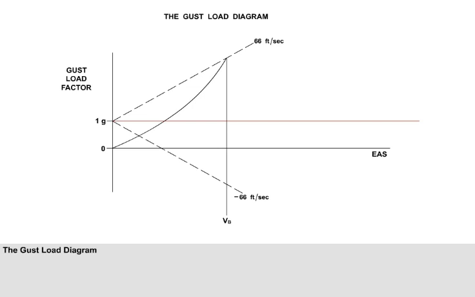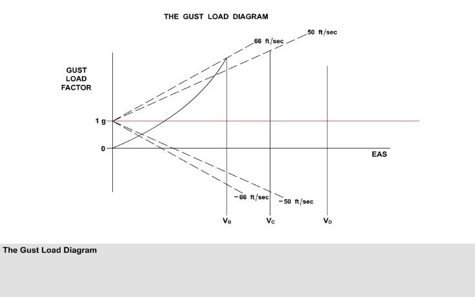VB is quite a low airspeed, and it would take some time for an aircraft to slow from VC, the design cruise speed, to VB if it flew into turbulence. Therefore, at VC, the structure must be strong enough to withstand a 50 feet per second sharp-edged vertical gust, both upwards and downwards.